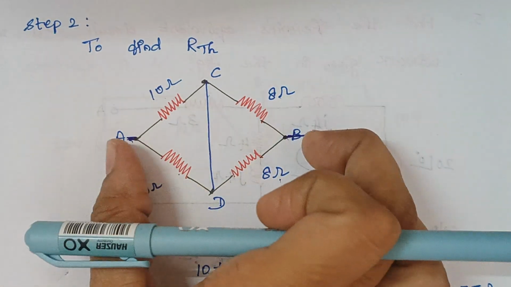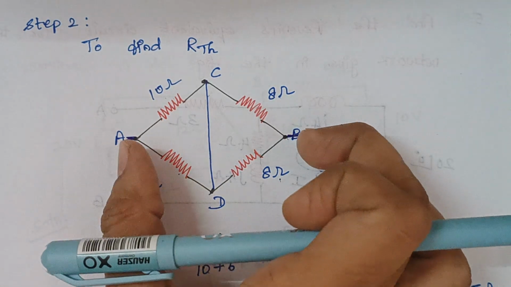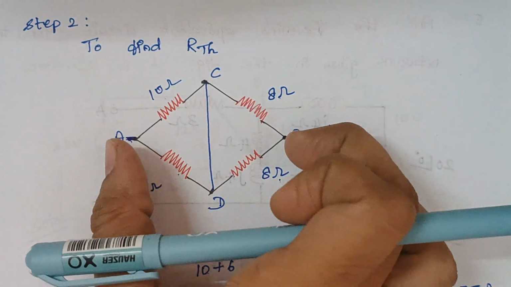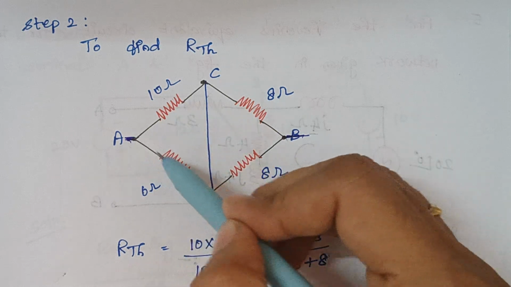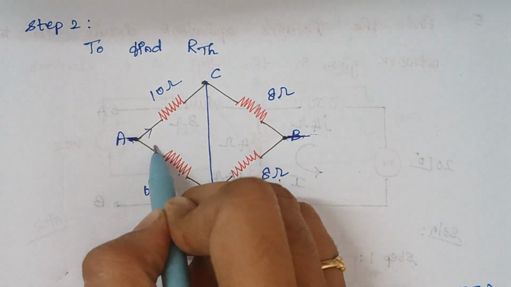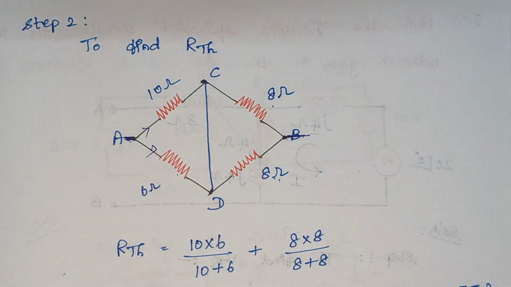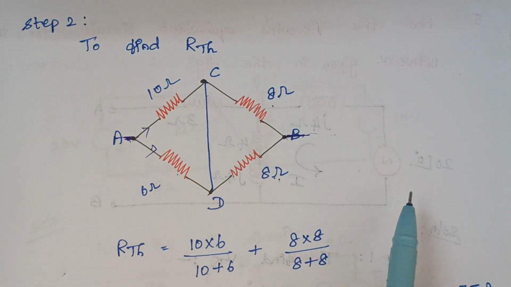Because only across these two junctions A and B we need to calculate, that is where the load resistance is connected, right? Since the load resistance is connected here, this 10 ohm and 6 ohm are said to be in parallel. And again this 8 ohm and this 8 ohm are in parallel because here we have a terminal. That's the reason.